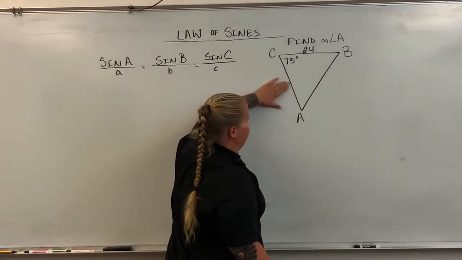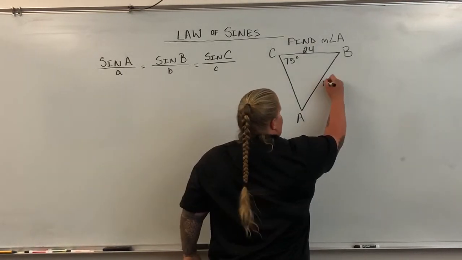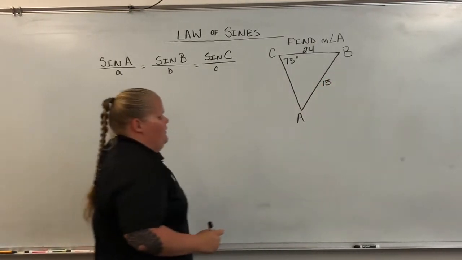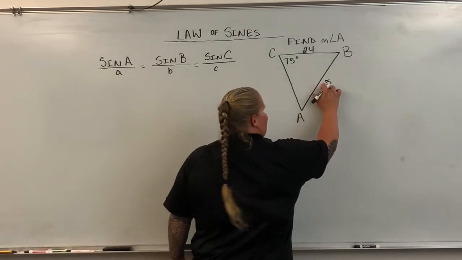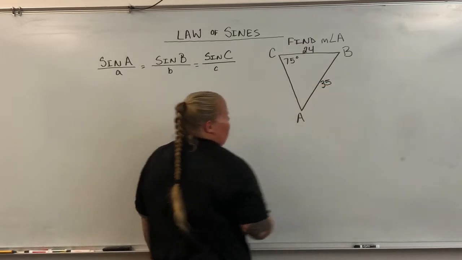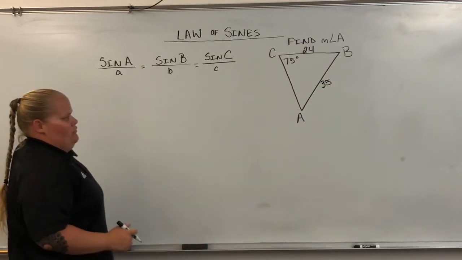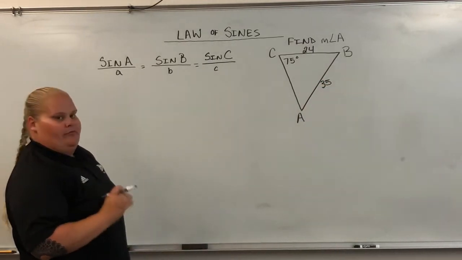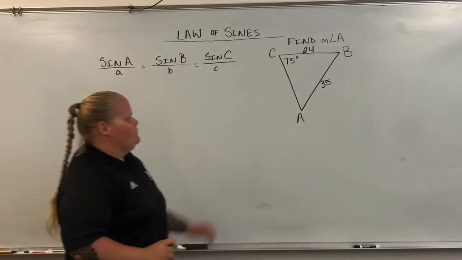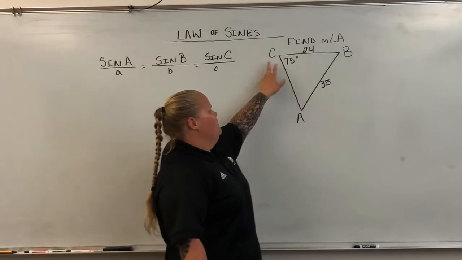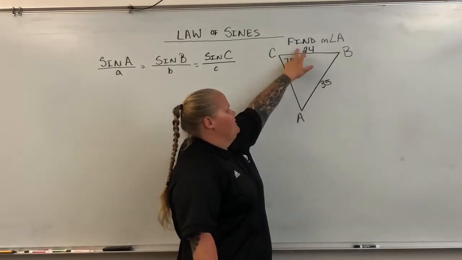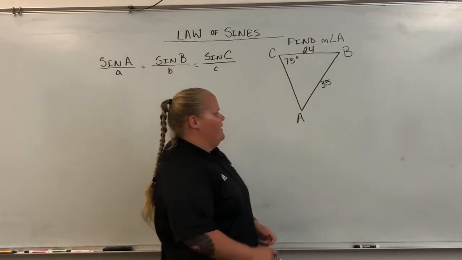I apologize. That was 15 here. Okay, sorry about that. That's 35. So what we're going to do, it says find the measure of angle A, and this is how our problem is set up here. We have C is 75 degrees. This side is 24. This side is 35.